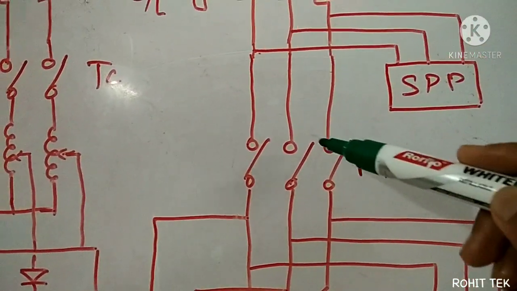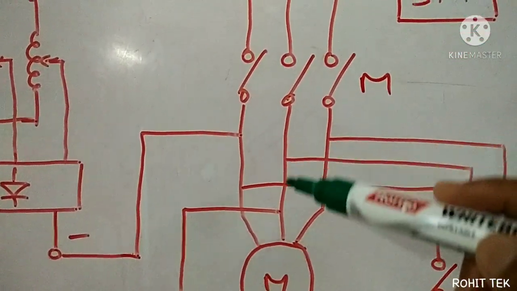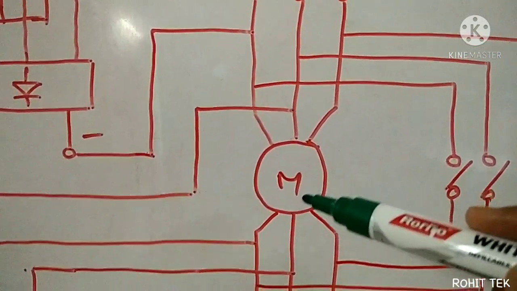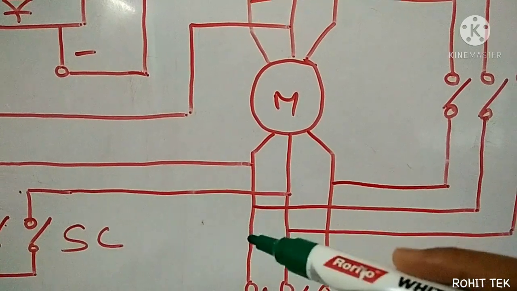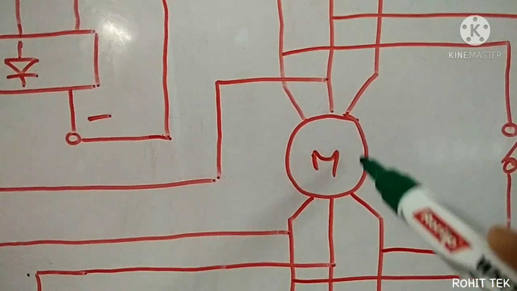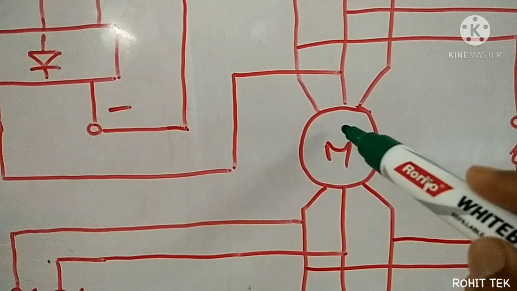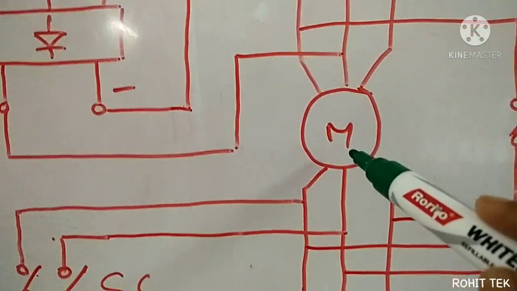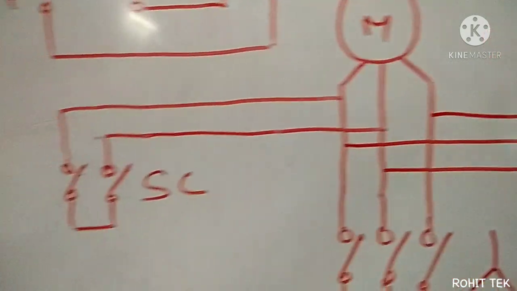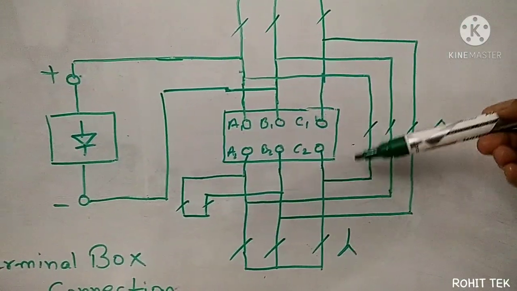Here I have placed a contactor, that is the main contactor, and from the contactor, the phases are fed to the motor. Imagine this is a terminal box of a motor. The phases have come to one end of the terminals, and from the other end of the terminals all the phases are being taken out. That's why I've explained this thing first.